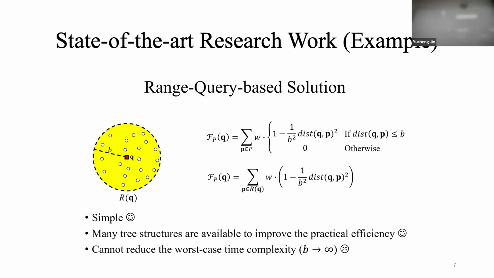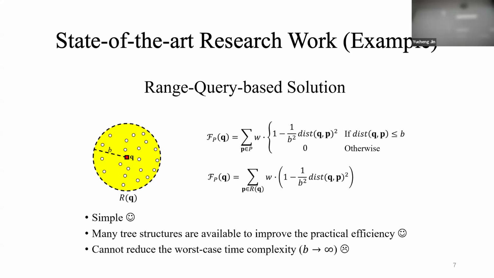And they are simple. First, I need to point out this. They are very simple. Of course, they have some very good things. And many tree structures are available. That's the M-tree, KD-tree, ball tree. But the core idea is that they cannot reduce the worst-case time complexity because if b tends to infinity, this range tends to infinity.